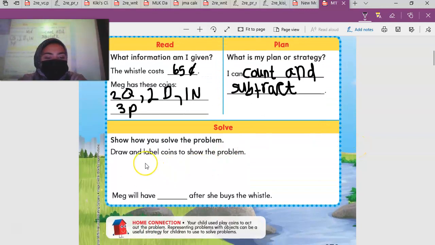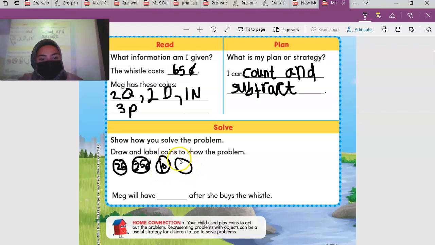Show how you solve the problem. So draw and label coins to show the problem. So I have 2 quarters. So I'm going to write 2 25 cents. Yes, you're doing the same. You're drawing 2 dimes. Each dime is worth how much, class? 10 cents. You're drawing 1 nickel. How much is a nickel worth, class? 5 cents. You're drawing 3 pennies. How much is each penny worth? 1 cent. 1 cent and 1 cent.